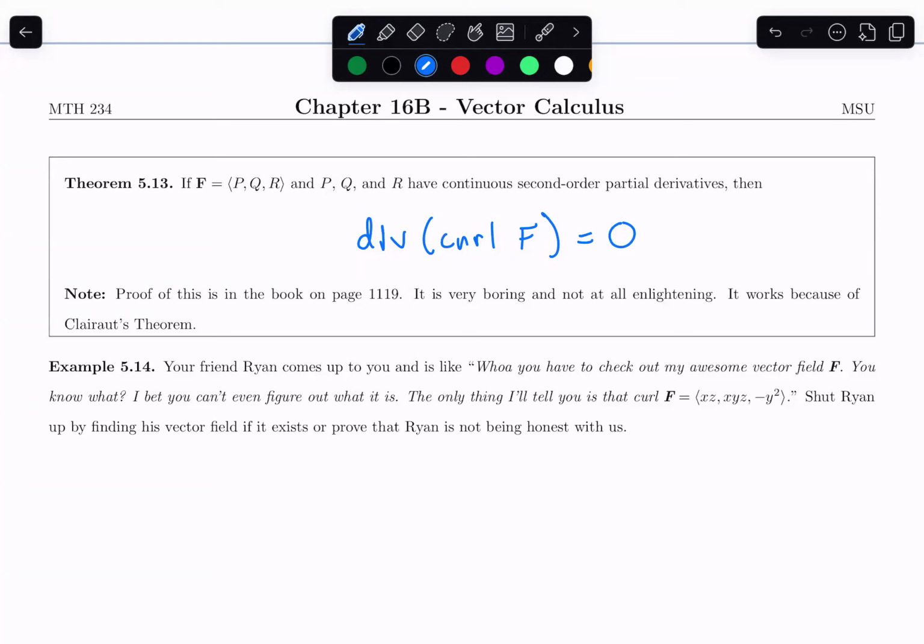So, all right, silly question here. Your friend Ryan comes up to you and is like, whoa, you have to check out my awesome vector field. You know what? I bet you can't even figure out what it is. The only thing that I'll tell you is that the curl is equal to this. Shut Ryan up by finding his vector field, if it exists, or prove that Ryan is not being honest with us.